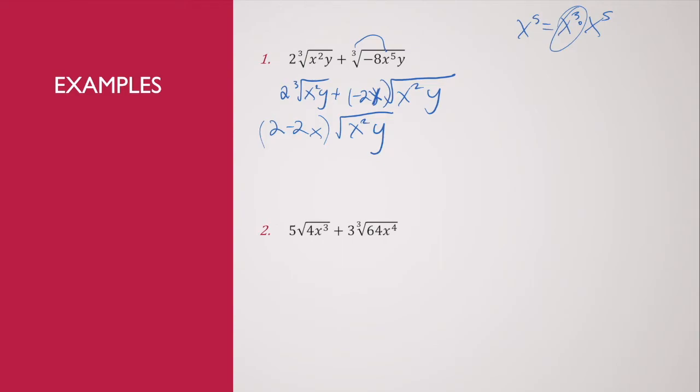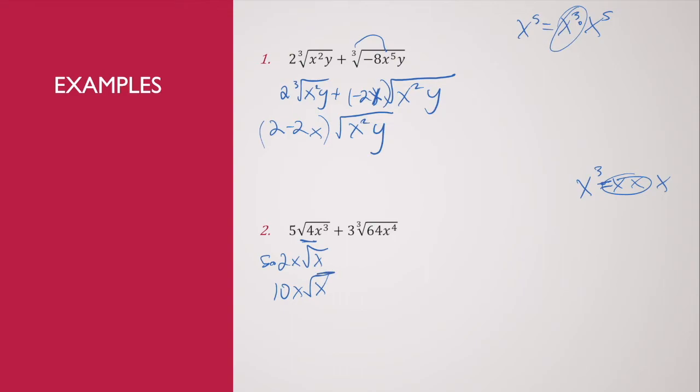If I have the square root of 4x cubed, x cubed is 3 x's, so I've got one set of x squared. The square root of 4 is 2. So I've got 5 times 2x square root of x. So I have 10x square root of x. And then I'm taking the cube root.